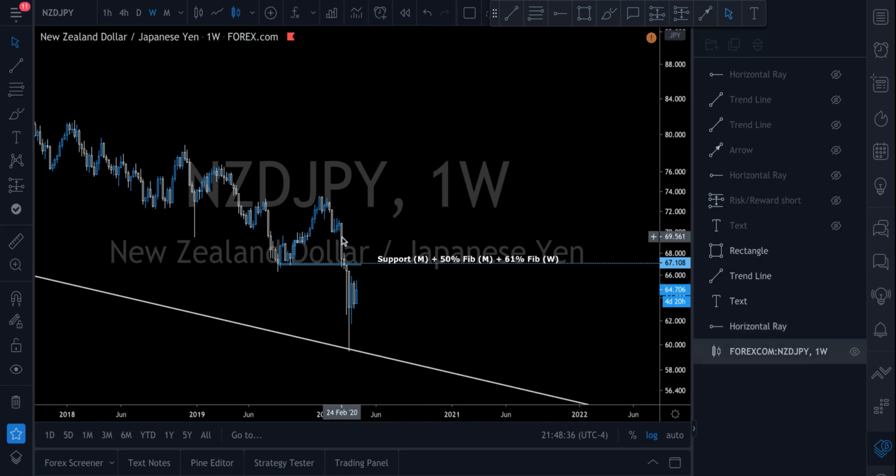Next was just creating a little rectangle to help us better understand this area when we're looking at the smaller time frames, which is relevant to our specific entry strategy.